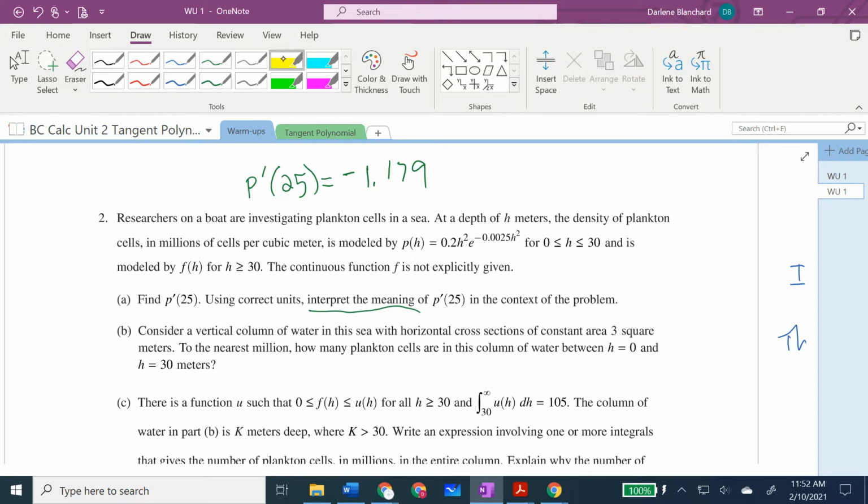What I would advise you do is take a moment to look at the units they are telling you. The input variable is given in meters, and then the function that you are taking the derivative of is given in millions of cells per cubic meter. So when you describe the units of P prime of 25, you need to make sure to say millions of cells per cubic meter per meter. And actually, why don't I just show you the answers instead of sitting here writing this, because that'll take longer.